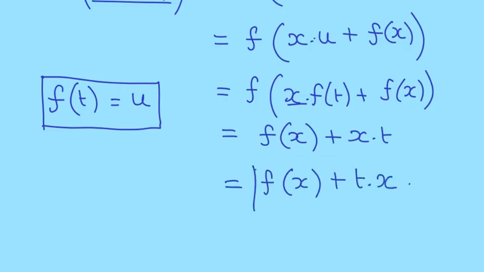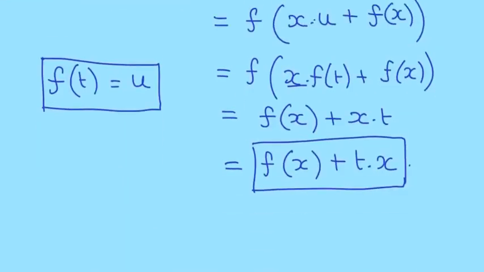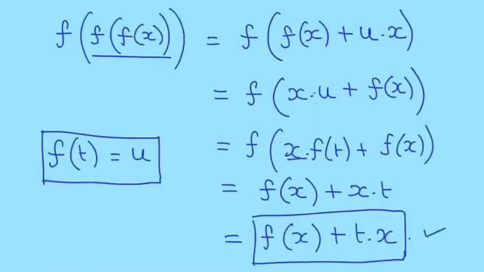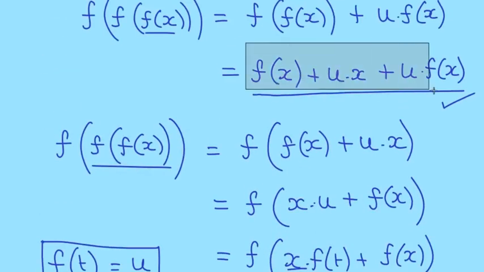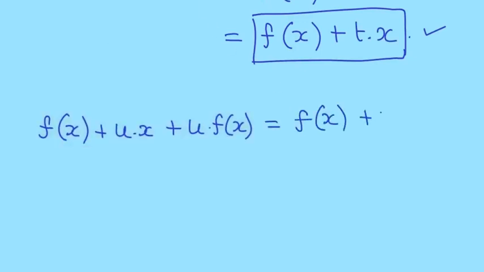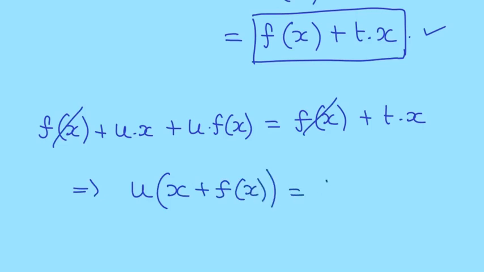So we have calculated the nested function in two different ways, and therefore they must be equal, this one and this one. Let me copy this function here. So these two must be equal, f of x plus t into x. F of x cancels out. So this is u into x plus f of x is equal to t into x.